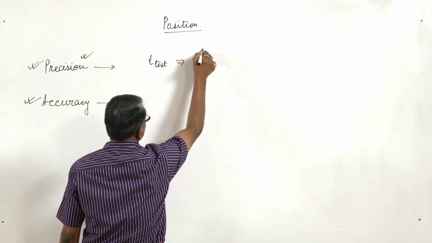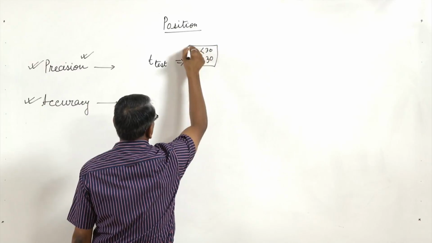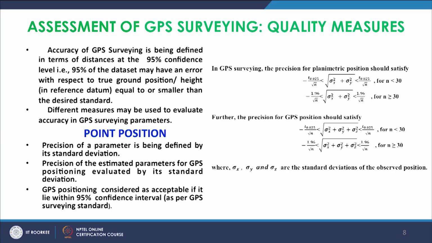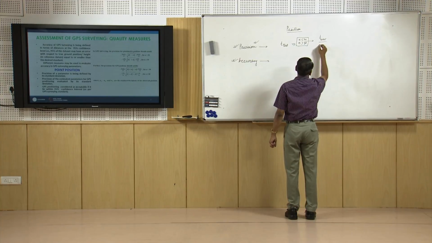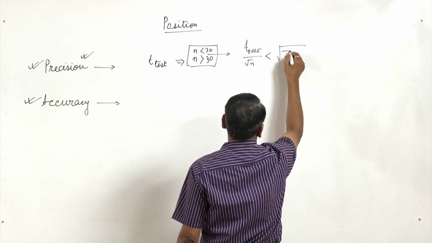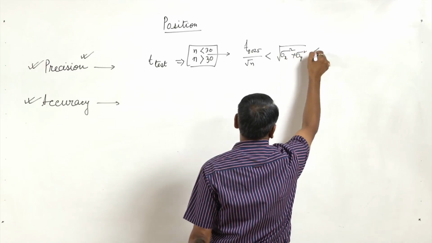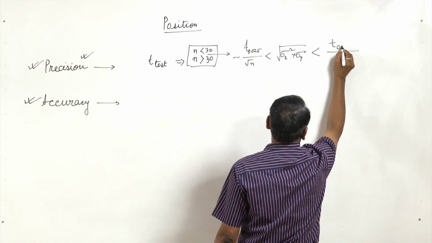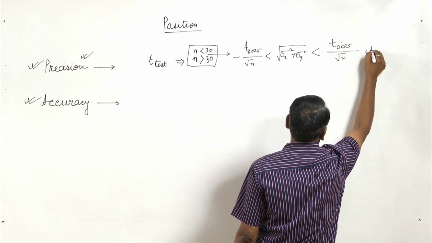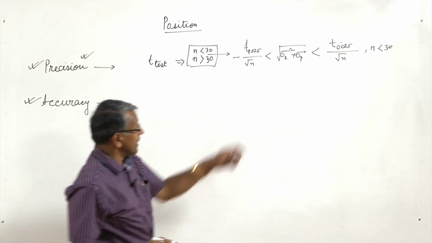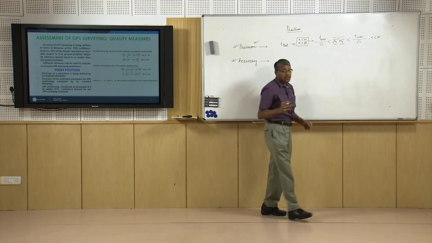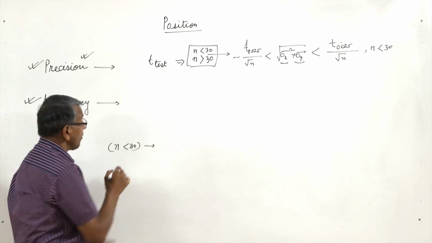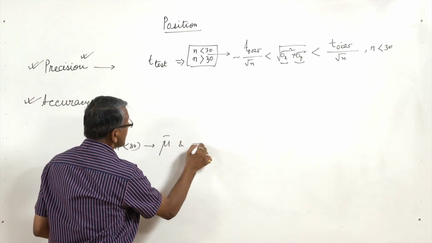If it is less than 30 or more than 30, depending upon that we should follow this relation: t 0.025 square root of n, square root of sigma x square plus sigma y square, when n is less than 30. The meaning is that sigma x and sigma y are the standard deviation of the measurements. Suppose we have taken n measurements which is less than 30. So, for all these measurements we will get the mean and standard deviation.